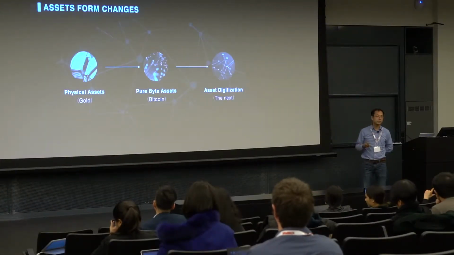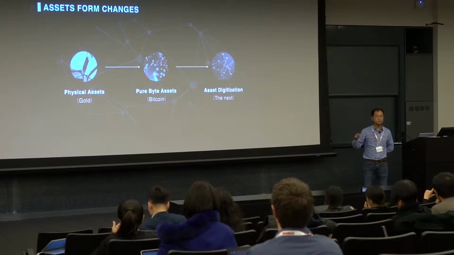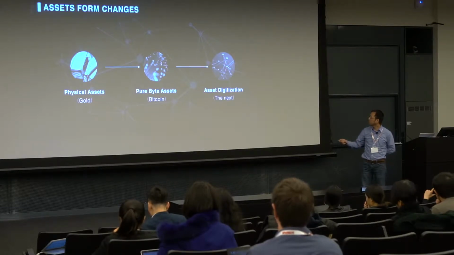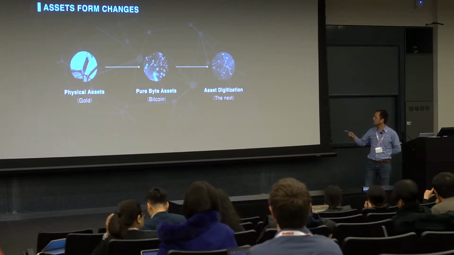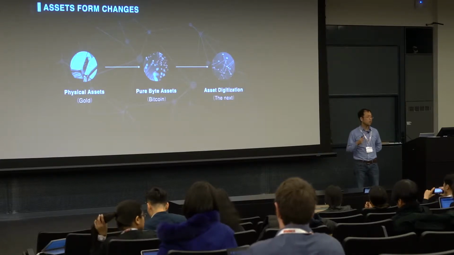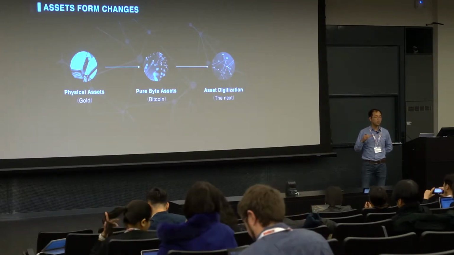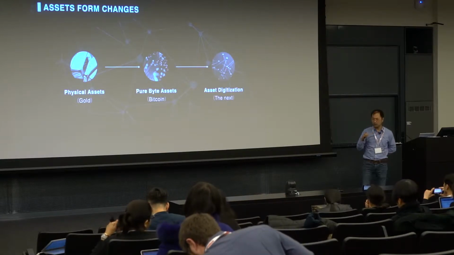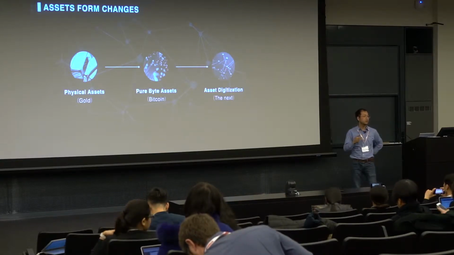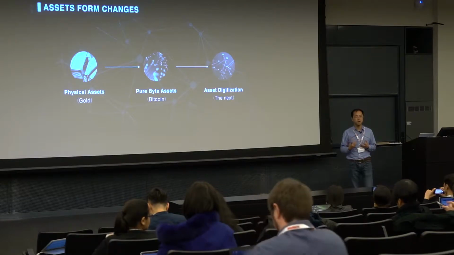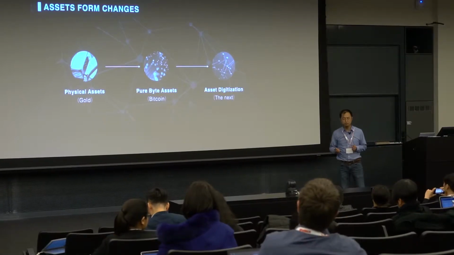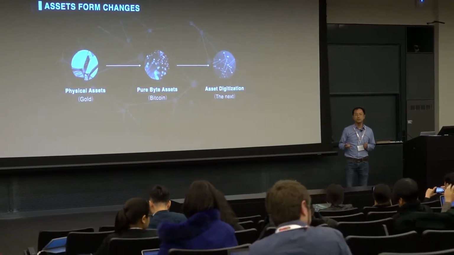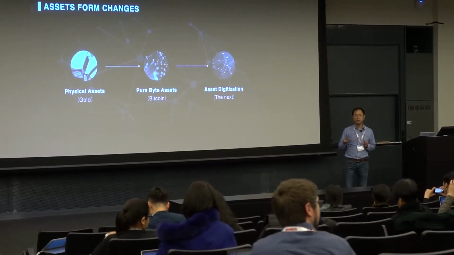In traditional times, we had only single metals, like gold and silver, this kind of physical assets. But after Bitcoin occurred, we see that code is not only a tool we can control to help us manage our assets, but it will be an asset itself.